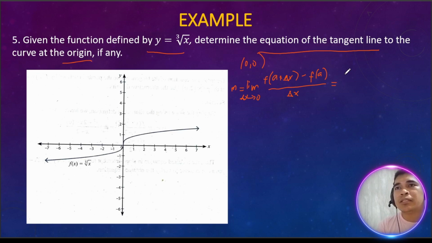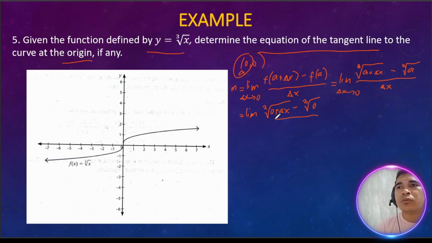So, we get the limit of cube root of a plus delta x minus cube root of, what is our f of a, a, all over delta x as delta x approaches 0. So, substitute this a. So, we know the vertex or the origin, this is our a, right? 0. So, we get the limit of the cube root of a, which is 0, plus delta x minus cube root of 0 all over delta x as our delta x approaches 0.